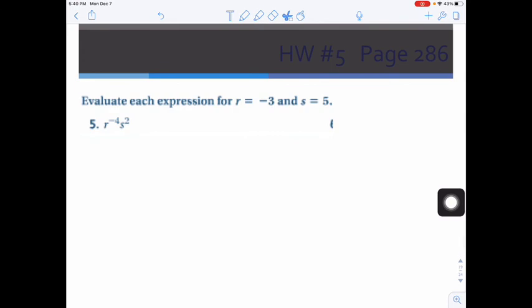So now I would like you to try number 5 on page 286 as the next you try. Evaluate each expression for r equals negative 3 and s equals 5. We have r to the negative 4th and s squared. I recommend fixing the negative exponent first and then plugging in these values.